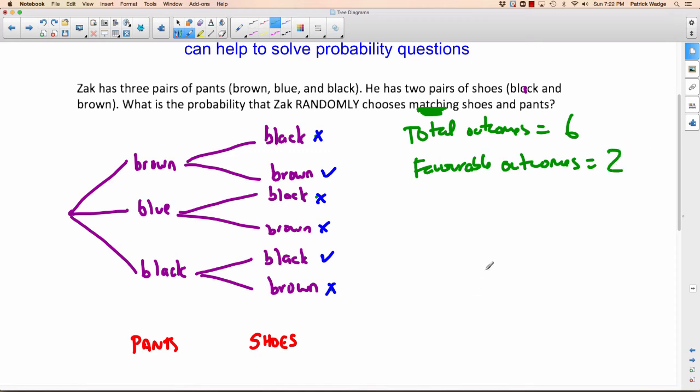Now, you know how to do probability. Probability is equal to favorable outcomes divided by total outcomes. So our probability is 2 out of 6. Of course, you're not going to stop there. You're going to put it in those terms, and you get 1 out of 3 is your answer. Okay? Let's do one more of those.